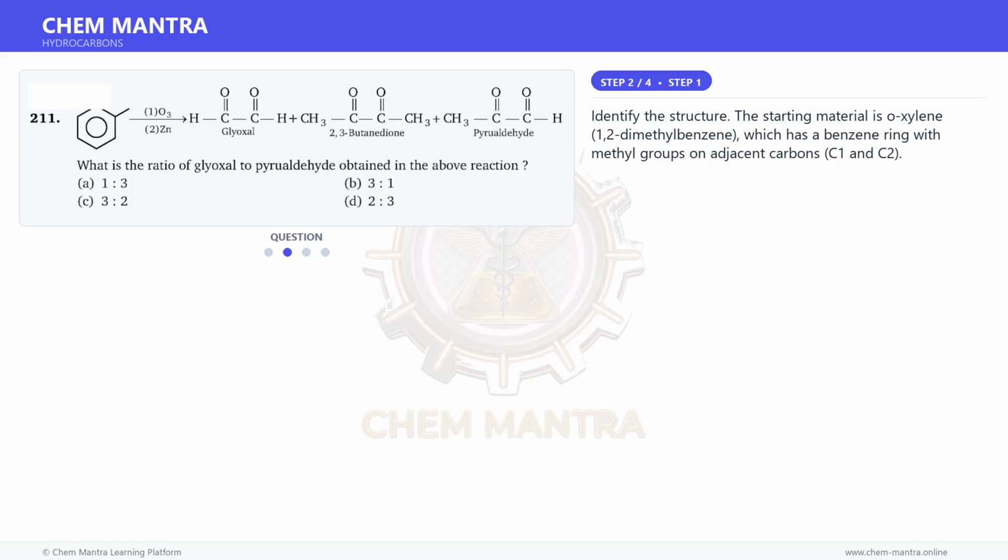Identify the structure. The starting material is o-xylene, 1,2-dimethylbenzene, which has a benzene ring with methyl groups on adjacent carbons, C1 and C2. Moving on to the next step. Number the ring carbons and label substituents. C1 has CH3, C2 has CH3, and C3 through C6 are unsubstituted.